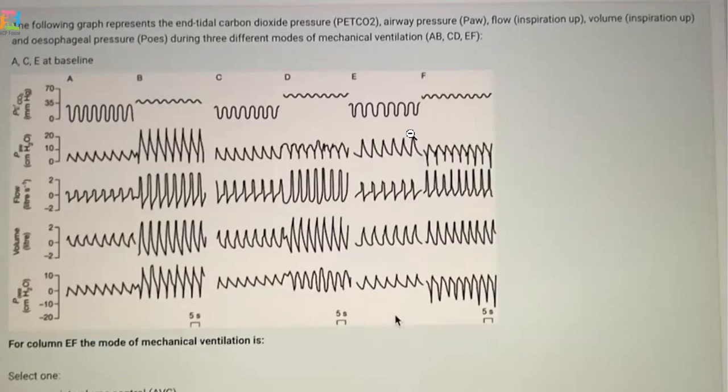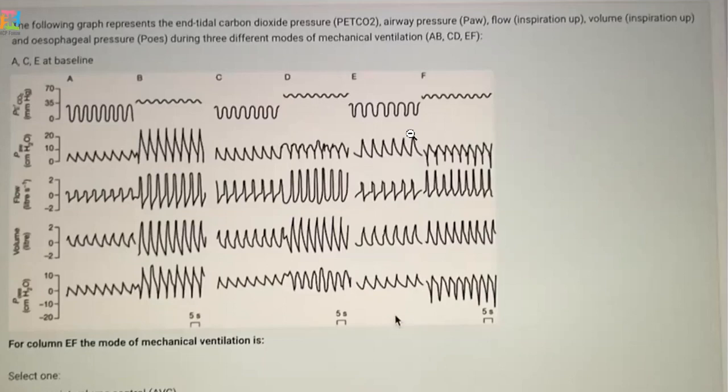One thing is for sure in F: there is a negative downstroke in the airway pressure at the beginning of the breath. So this is not going to be a fully controlled mode. Neurally adjusted is very hard to know, because there is no EMG data or anything like that, so that is out immediately.